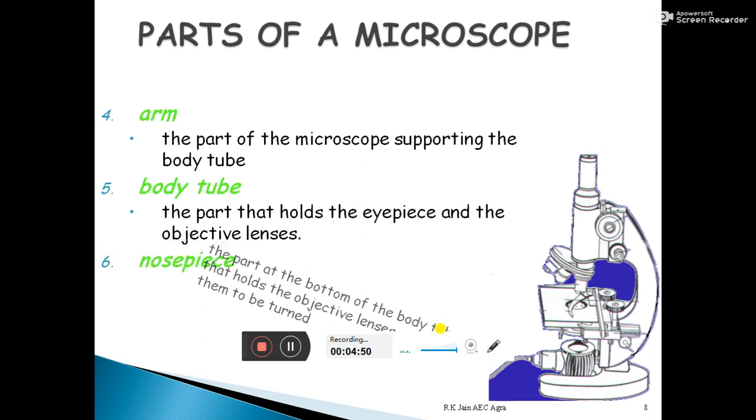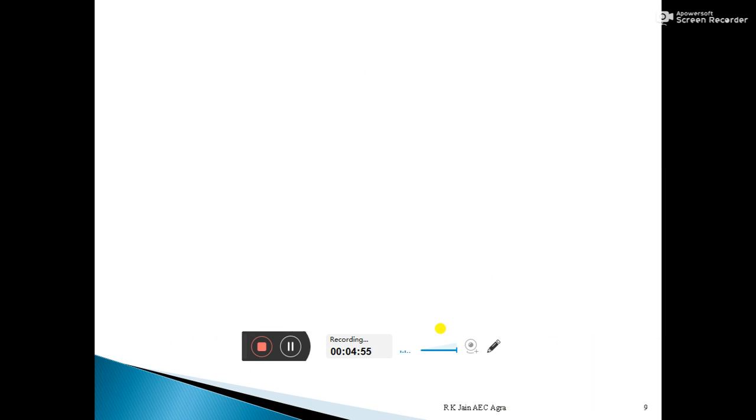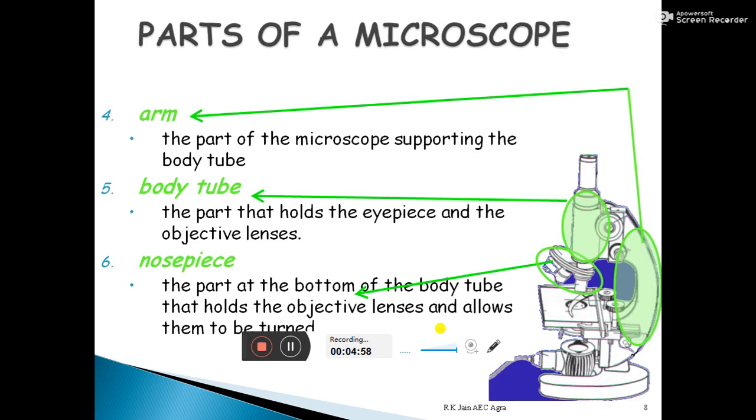Other parts of a microscope include the arm, the body tube, and the nosepiece. Arm is the part of the microscope through which we handle the microscope, and this arm supports the body tube. The body tube is the main part of the microscope. It holds the objective lens and the eyepiece. The nosepiece is another part of the microscope, which is at the bottom of the body tube that holds the objective lenses and allows them to turn.